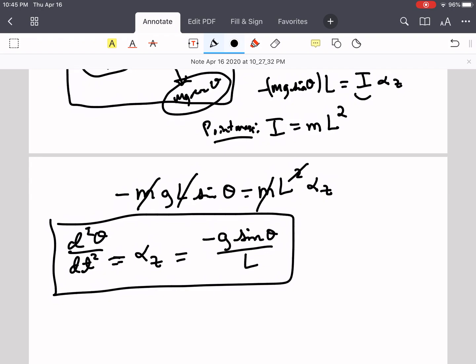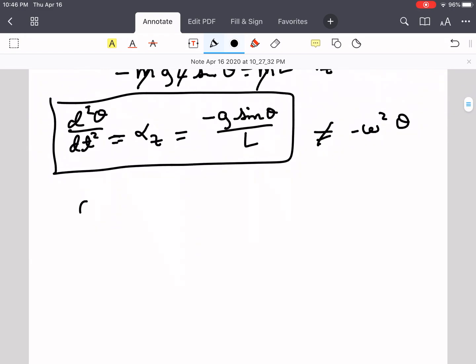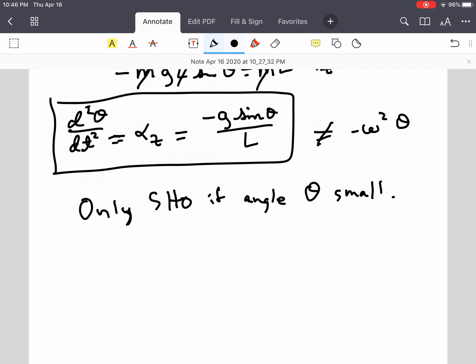Now, you will notice that this is not immediately exactly equal to negative omega squared times theta. And yet we know that pendulums exhibit simple harmonic motion. So this is something that you guys should keep in mind. With pendula, it is not always the case that they exhibit simple harmonic motion. It is only the case that it is a simple harmonic oscillator if the angle theta is small. Why do I say that?